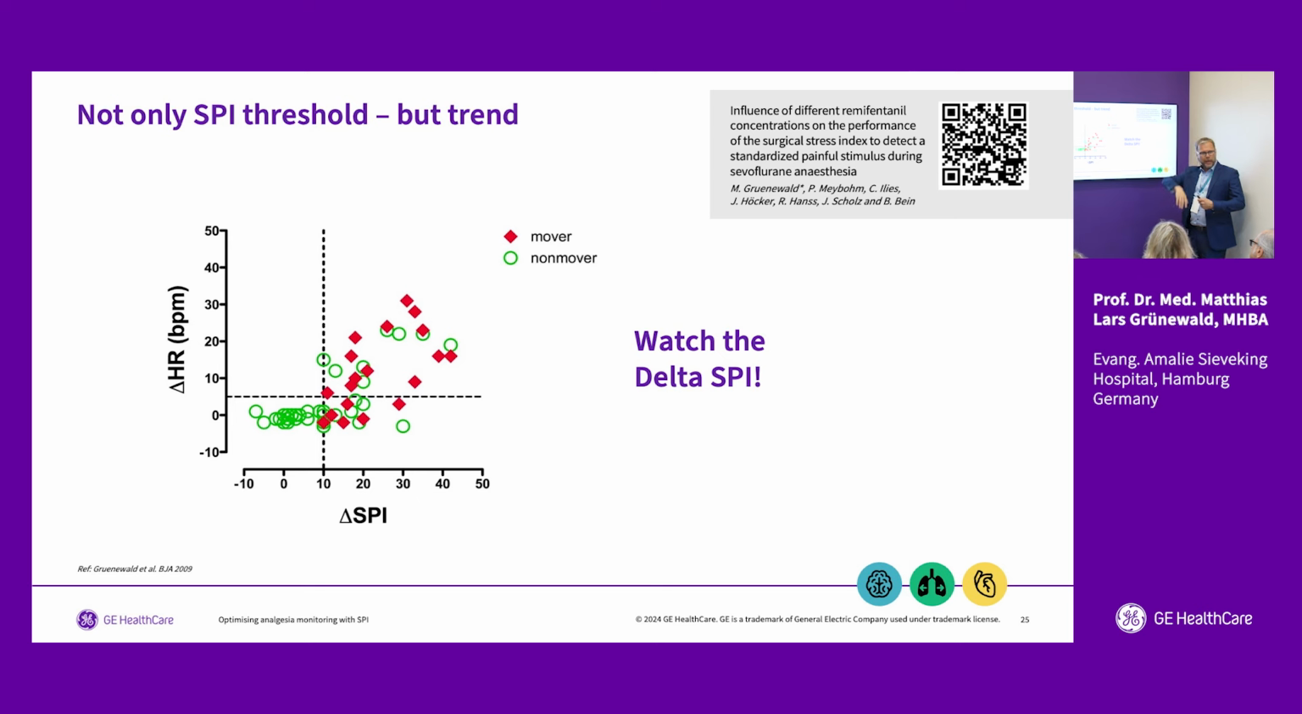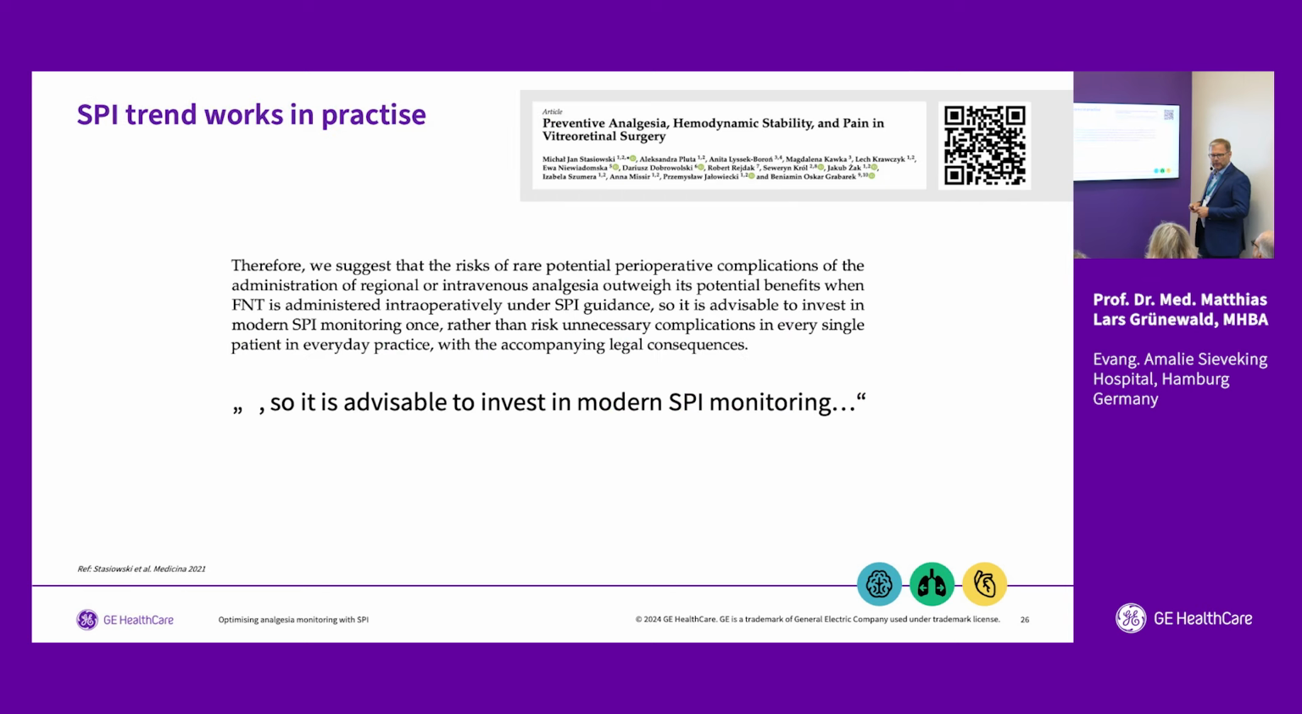All the movers had really a peak in the delta SPI. We did not see that for the heart rate. So heart rate itself is very unspecific and may not be used as an adequate monitor for the nociceptive compartment. This study, I do not want to go in detail.